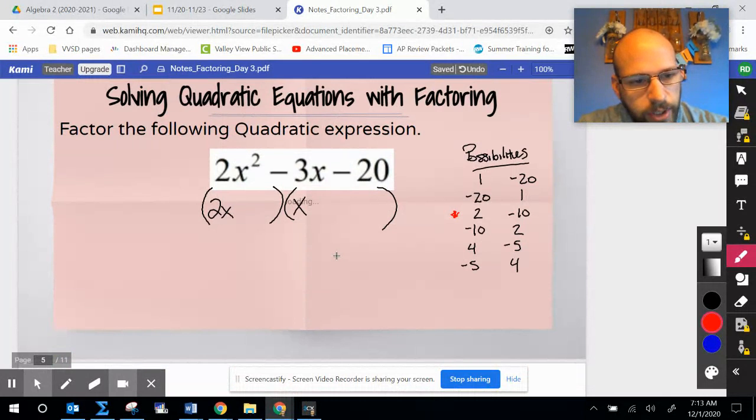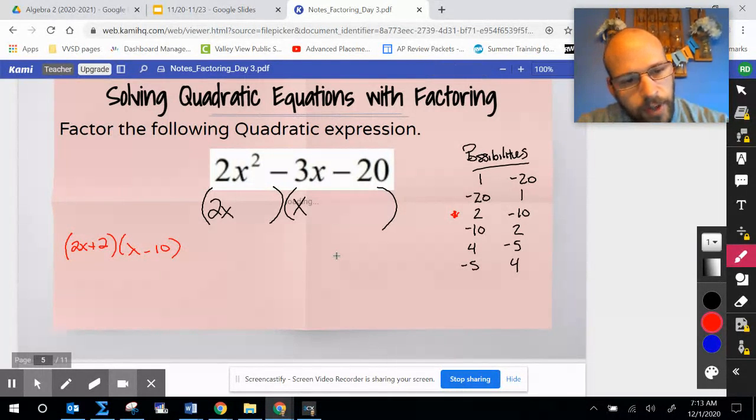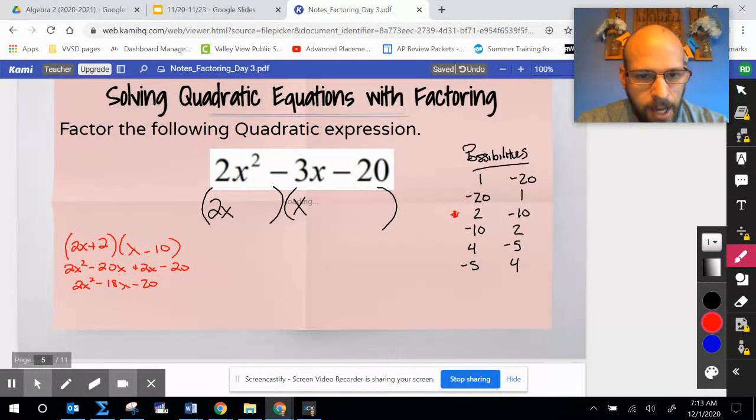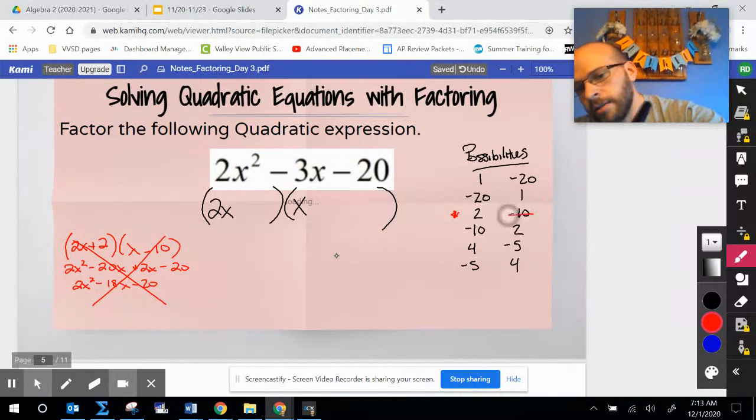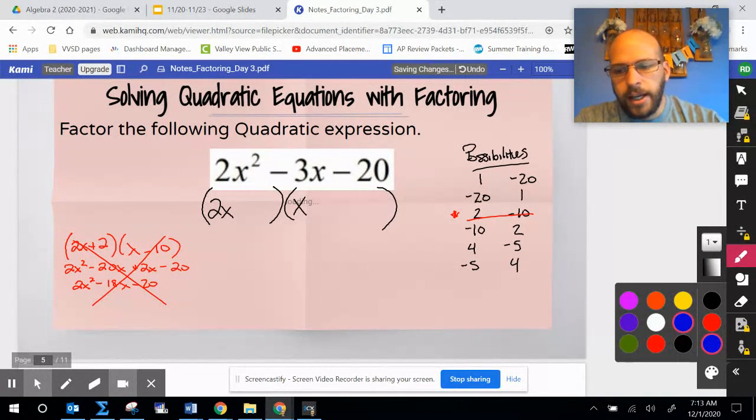So let's try this 2 and negative 10. So I can have 2x plus 2, x minus 10. If I distribute, 2x times x is a 2x squared. 2x times a negative 10 is a negative 20x. 2 times x is a 2x, and 2 times a negative 10 is a negative 20. So I get 2x squared minus 18x minus 20. That does not match. I wanted a 3 in the middle. I got an 18. So that was not the right answer. So let's try the next one.